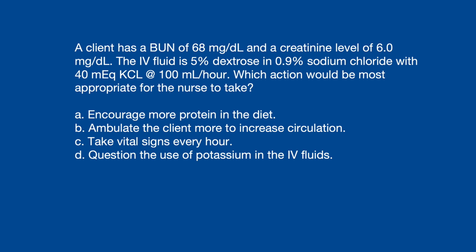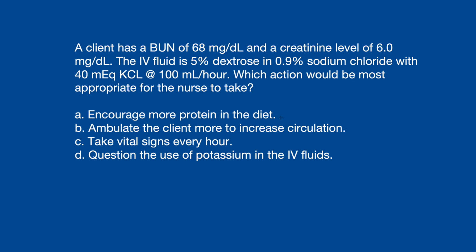The question reads, a client has a BUN of 68 milligrams per deciliter and a creatinine level of 6.0 milligrams per deciliter. The IV fluid is 5% dextrose and 0.9% sodium chloride with 40 milliequivalents of KCl at 100 mL per hour. Which action would be most appropriate for the nurse to take?